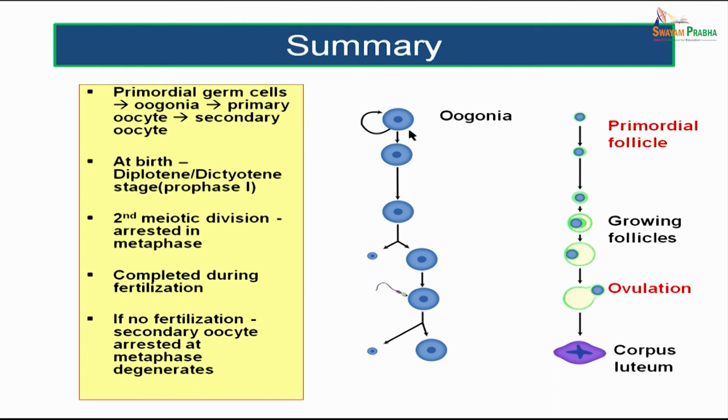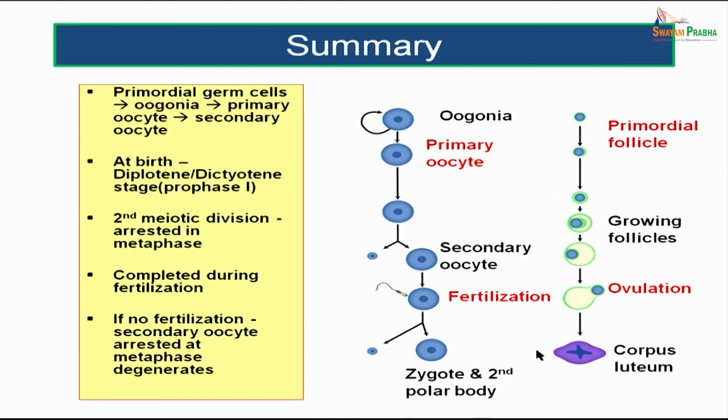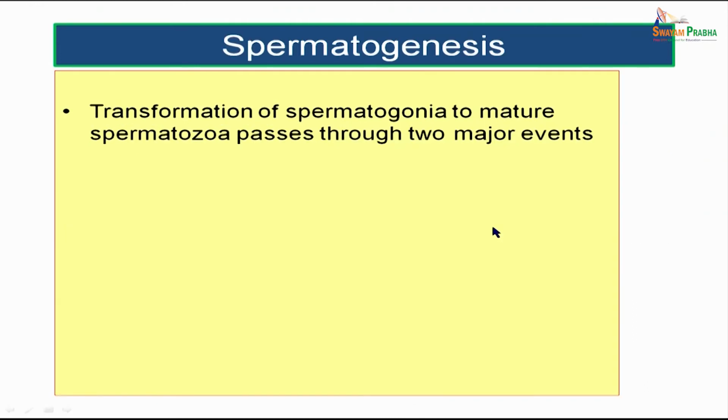The changes occurring for the oocyte: first we have the oogonia developing into primary oocyte, which is converted into secondary oocyte. If fertilization happens, that results in the formation of the zygote. So, we have the first polar body here with the formation of secondary oocyte, and we have the second polar body here after the fertilization.